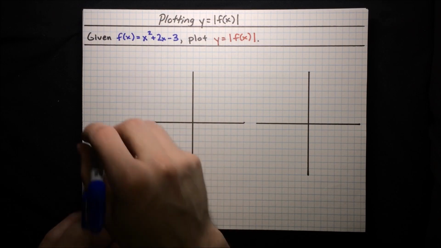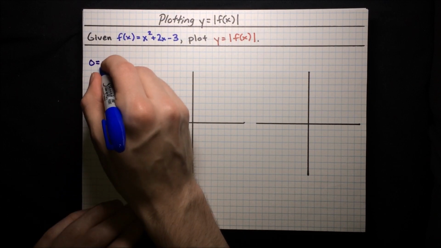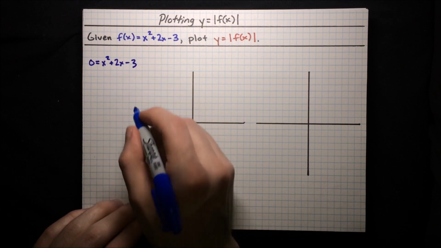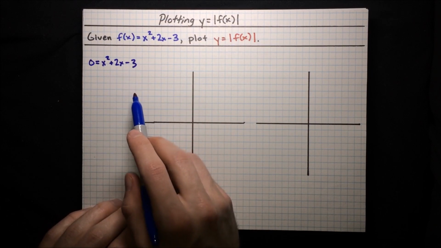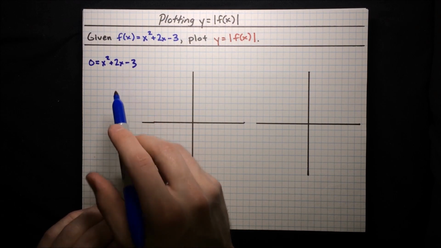So roots of that function are where the function value is 0. So 0 equals x squared plus 2x minus 3. So how do we solve this? Well, this is a nice factorable equation here. So why don't we factor it?